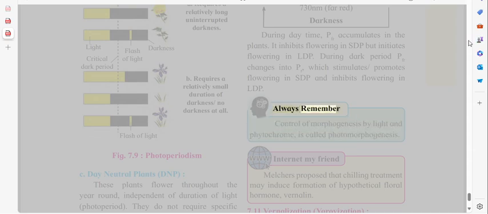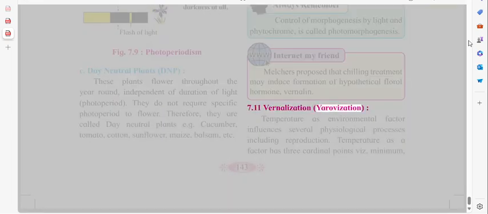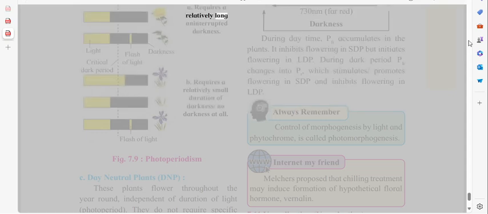Always remember. 7.11 Vernalization, Yarovization. Temperature as an environmental factor influences several physiological processes including reproduction. Temperature as a factor has three cardinal points viz. Minimum. Fig. 7.9, photoperiodism. A requires a relatively long uninterrupted darkness. B requires a relatively small duration of darkness, no darkness at all. Light, critical dark period, flash of light, darkness.